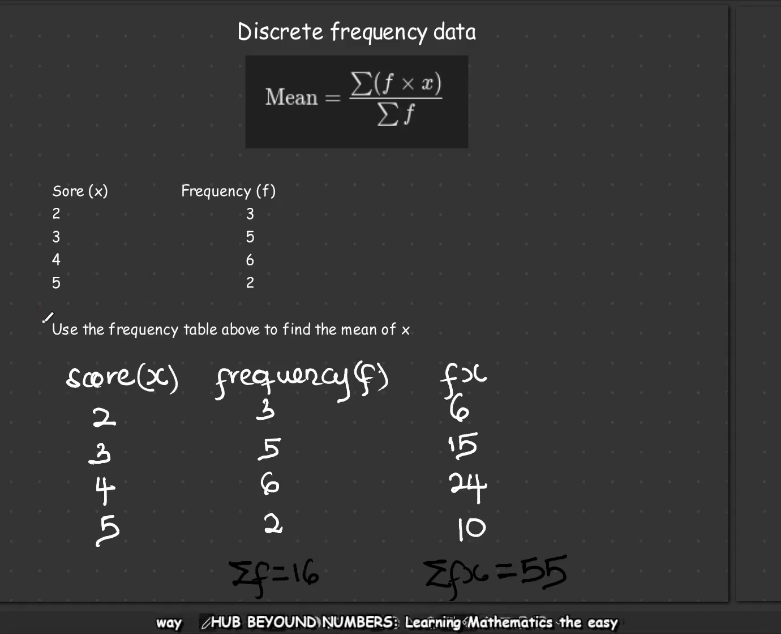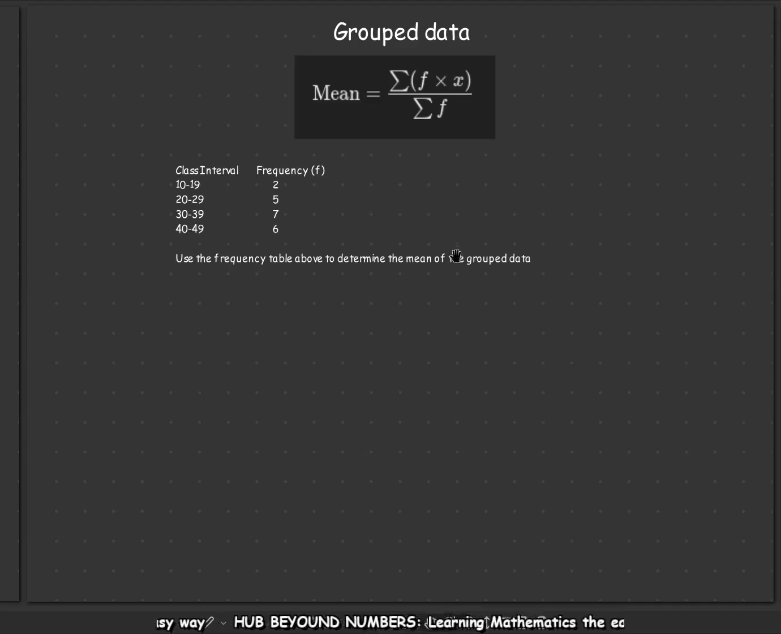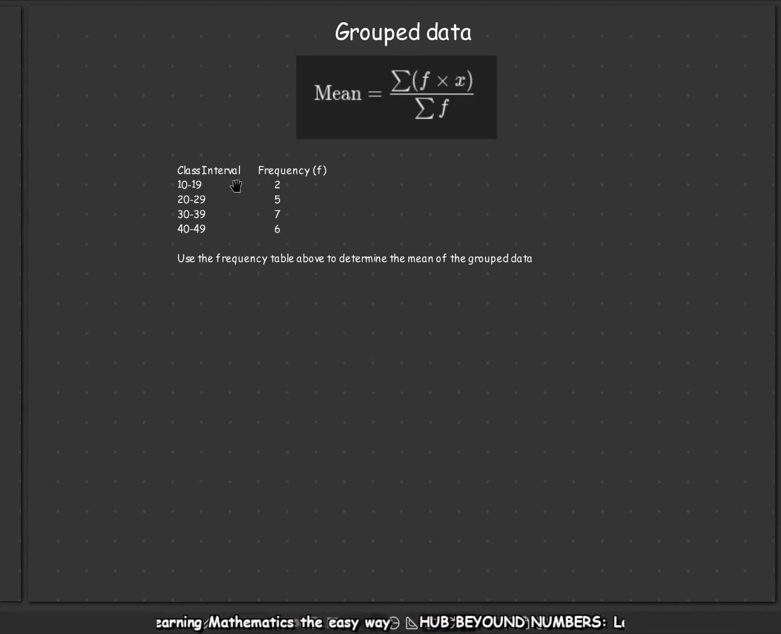Now let's look at the last one, that is the mean of grouped data. So for this last one we are looking at, that is the case of grouped data. This is our frequency here, right? And we have to use the frequency table to determine the mean of the grouped data.